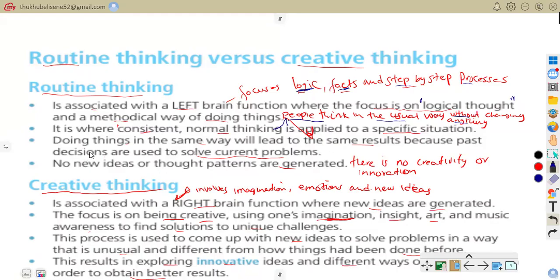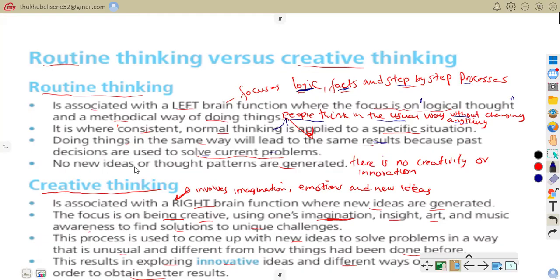Further on, it says doing things in the same way will lead to the same results because past decisions are used to solve current problems. Meaning if nothing changes, the outcome will also not change. For example, using the same marketing strategy that gives the same sales results. Hope we are together on that.